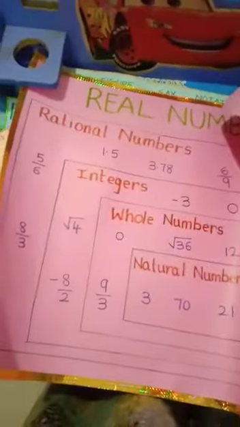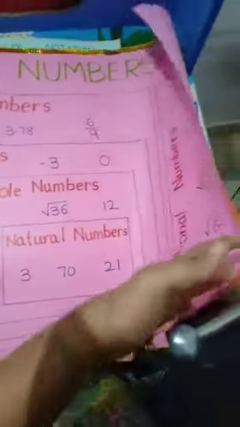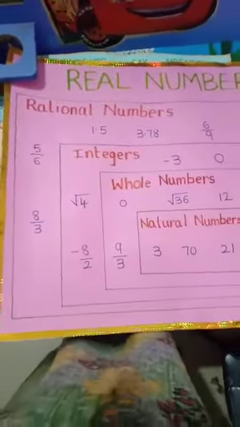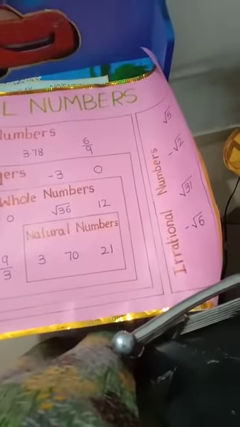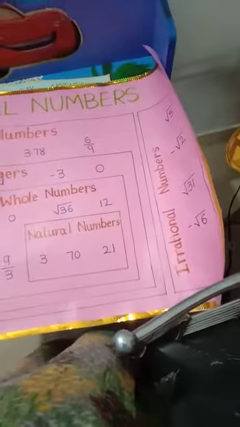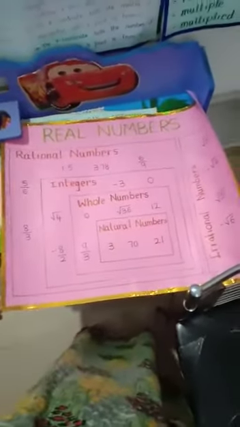Another 2 charts I have made apart from this. This is a real number chart. See here, it will be very nice, I will show you. Inside, natural numbers are there, then whole numbers, then come your integers, then come your rational numbers. See here, these are irrational numbers: root 5, minus root 2, root 31, minus root 6 are irrational numbers. These are some of the rational numbers, integers. All of these put together are called real numbers.